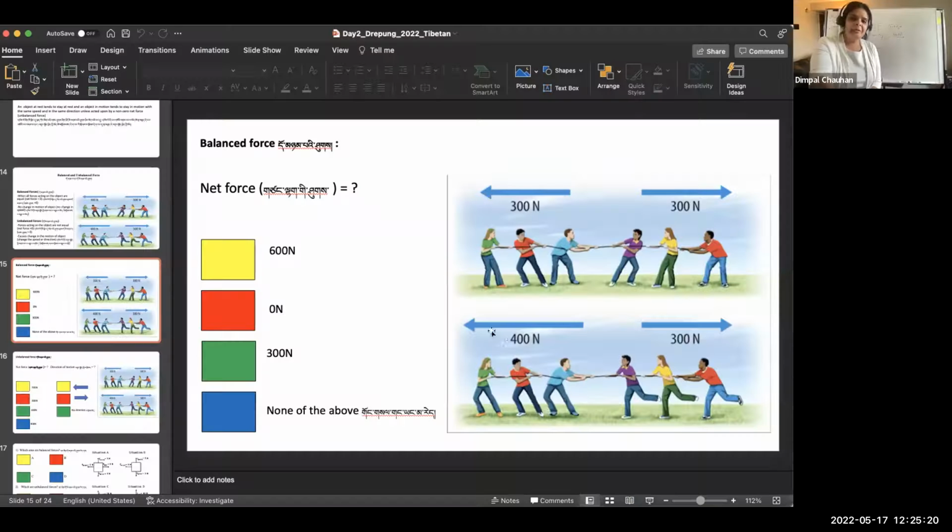Now, what will happen if one team has 3 people and one team has 4 people? Which one do you think will win?